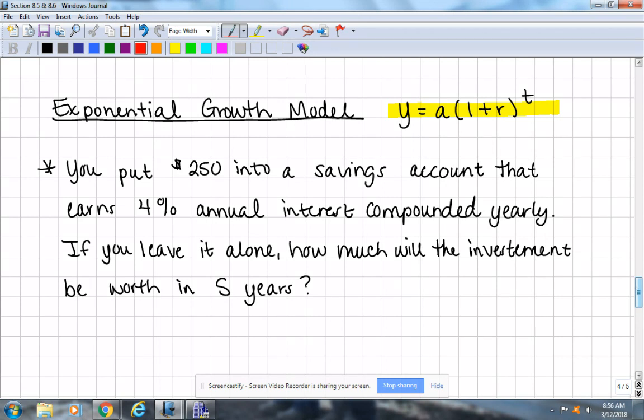4% is pretty good. Okay, my silly little bank account is only getting like 0.5% now.